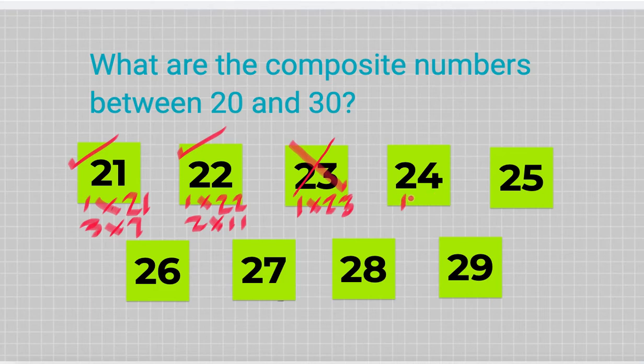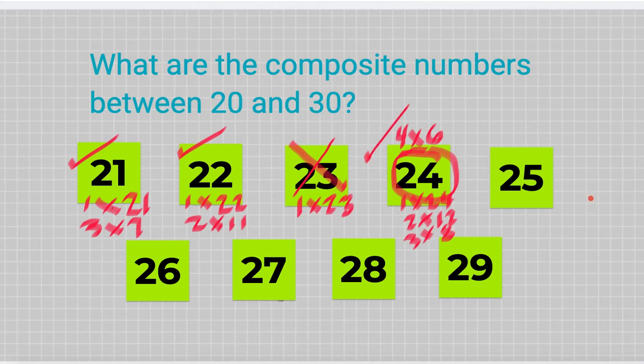Yes, we can have 1. I guess there are many. 1 times 24. We also have 2 times 12. We also have 3 times 8. Many. And we also have 4 times 6. So, very obvious. We can say that 24 is a composite number, and it's checked.